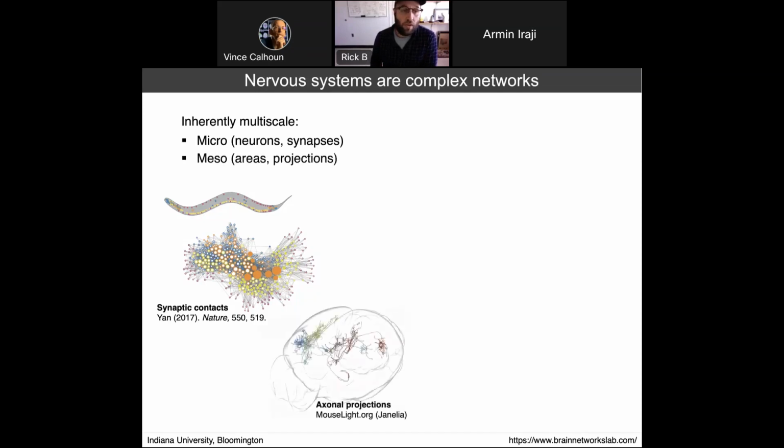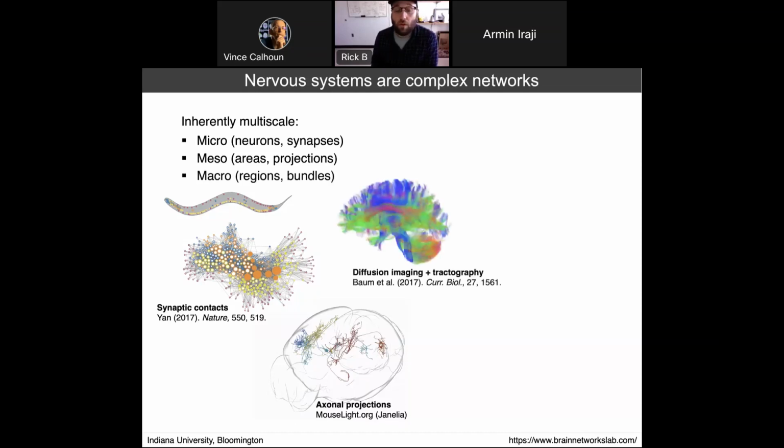We can also consider connectomes at the slightly coarser spatial scale of projections linking areas to one another. This is an example of a mouse connectome. These are axonal projections that link different anatomically defined areas to one another. And all the way up to the macro scale, which, as somebody who wants to understand human brains, we spend a lot of time at this spatial scale. This is an example of white matter tracts reconstructed from diffusion imaging and tractography, so delineating large-scale fiber bundles.